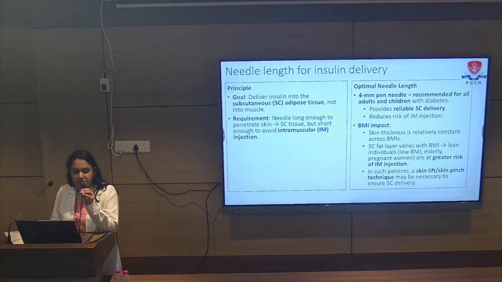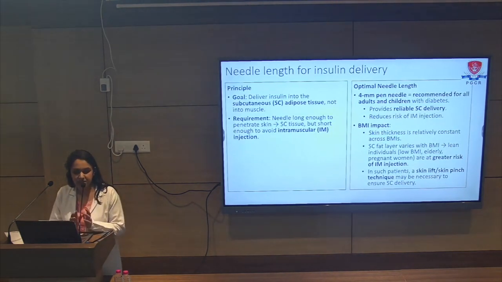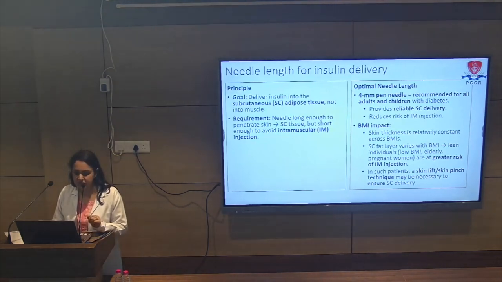Now the needle length for insulin delivery: the needle should be long enough to penetrate the skin into the subcutaneous tissue, but short enough to avoid intramuscular injection. So a 4 millimeter pen needle is the optimal recommendation for all adults and children with diabetes. It provides reliable subcutaneous delivery and reduces the risk of IM injection.